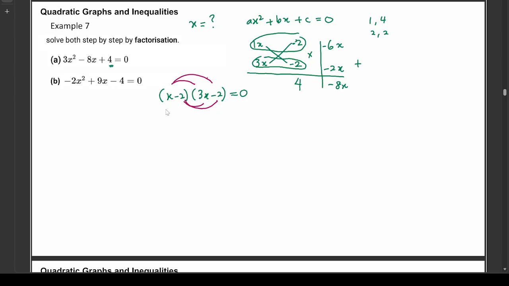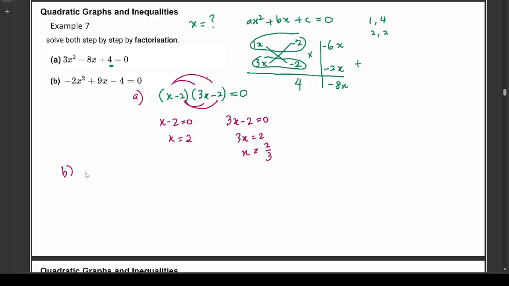Okay, now once you get two brackets like this, it is in our factor form. You can solve it. First bracket equals 0, so x equals 2, this is one answer. Second bracket equals 0, and this is our second answer. 3x equals 2, x equals 2 over 3, second answer. Okay, so these are our two answers. Okay, let's look at B.